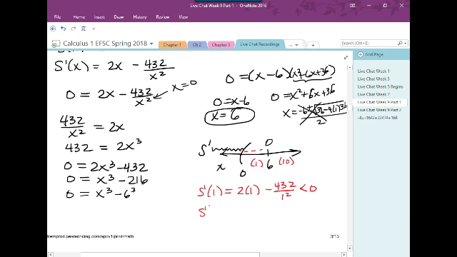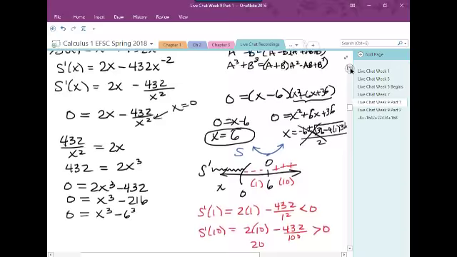Okay, and then s prime of 10, we're going to have 2 times 10 minus 432 over 10 squared, or 100. So that's going to be 20 minus about 4, which is going to be greater than 0. So that's positive. So when the first derivative is negative, that means that the original function s is actually decreasing. And then when the first derivative is positive, the original function s is increasing. Okay. All right, so definitely we have a minimum when x is 6.